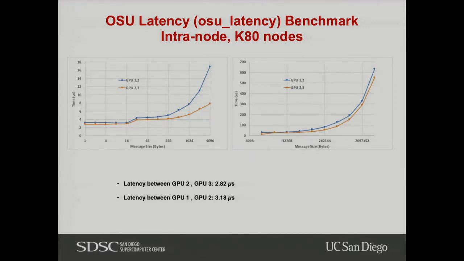So this is for an intra-node test on the K80 nodes. What I'm comparing is using 2 GPUs on the same socket, so GPU 2 and 3 are on the same socket, and then using GPU 1 and 2, which are on different sockets. You can see the latency for the case with the GPUs on the same socket is lower, as you expect, 2.82 microseconds, and then between 1 and 2, it's 3.18 microseconds. And the difference continues all the way up to the big message size. I think it's 256K there.